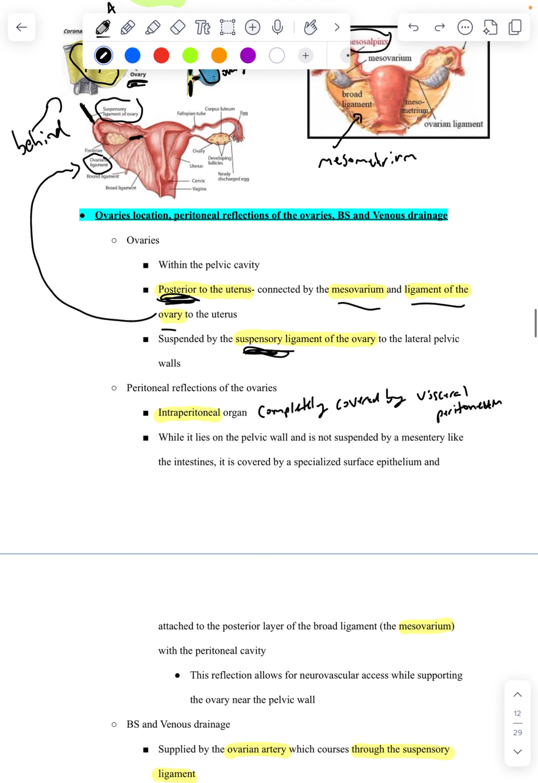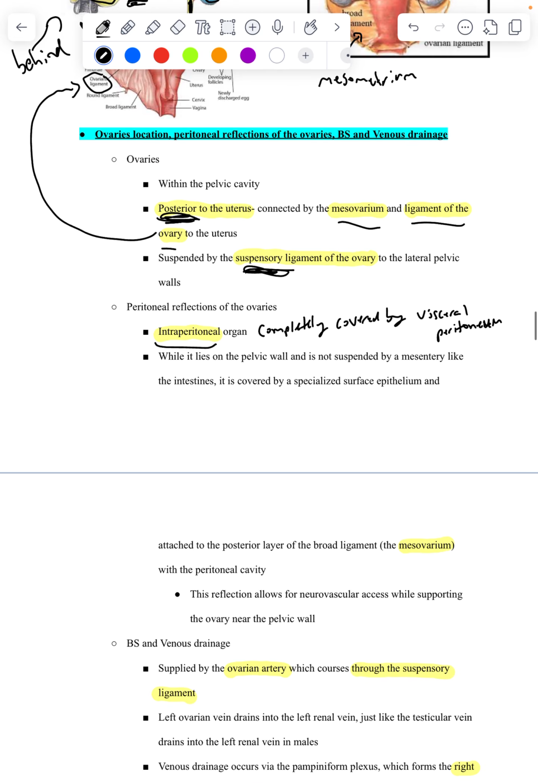And then it's intraperitoneal, so that's different than retroperitoneal. Retroperitoneal, we said only the anterior part is covered. Intraperitoneal means the entire organ is covered by peritoneum.